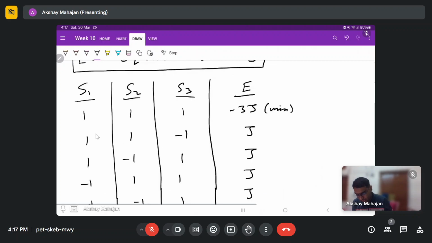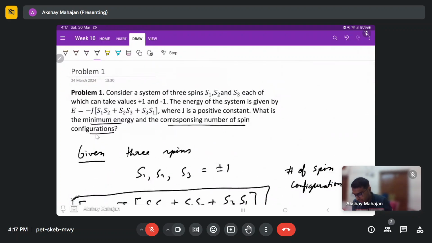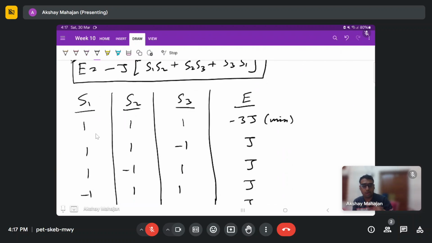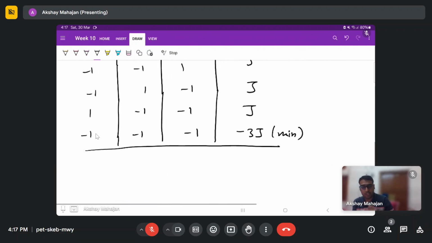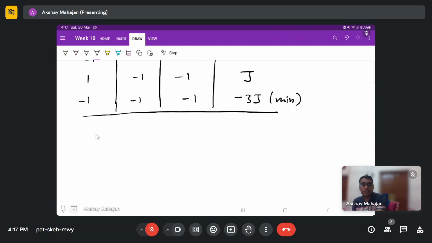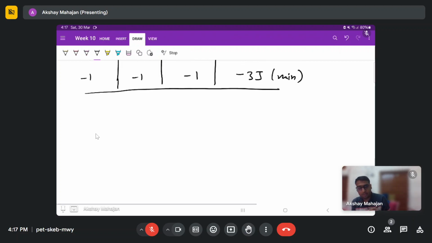So the problem was first asking what would be the minimum energy. That is what we have found, it would be minus 3J. And then, what is the corresponding spin configuration? So there are two spin configurations. One configuration when all of them are plus 1 and when all of them are minus 1. So basically we are considering complete ferromagnetic configurations giving us the minimum energy. Ferromagnetic spin configuration will give us the minimum energy.